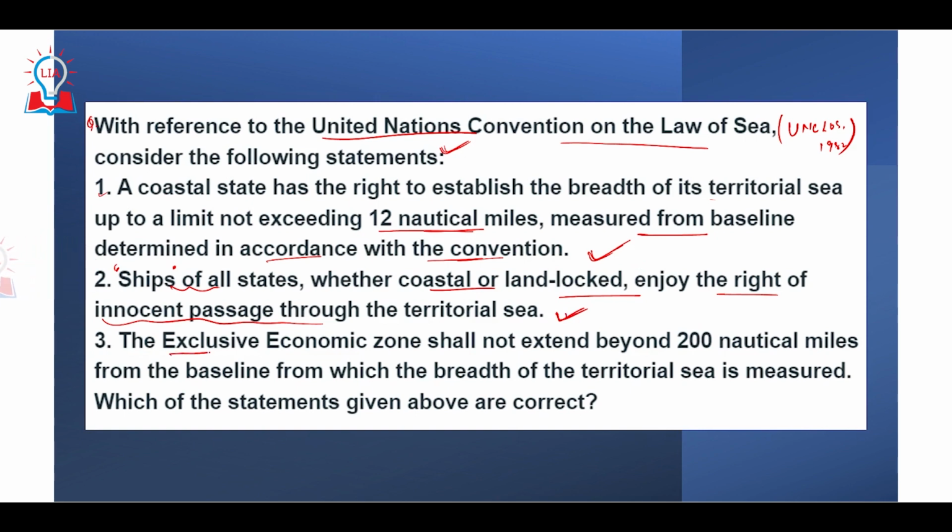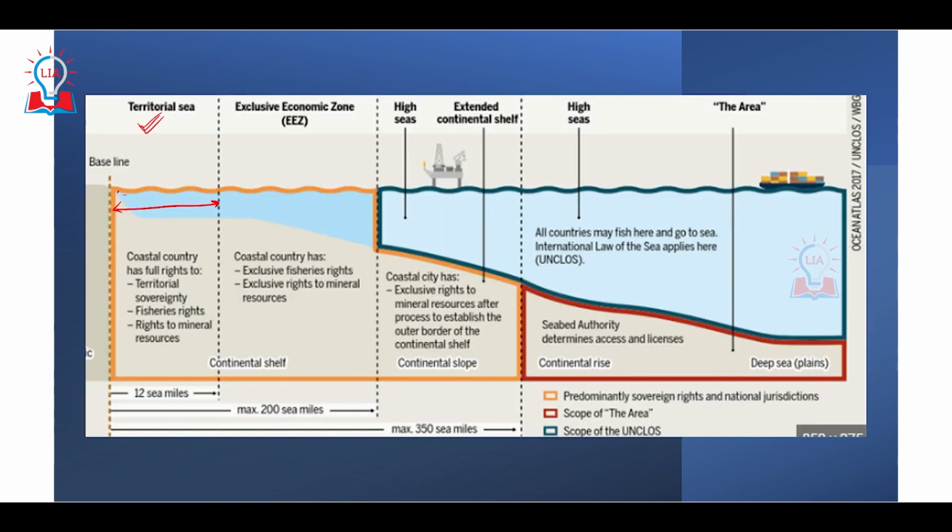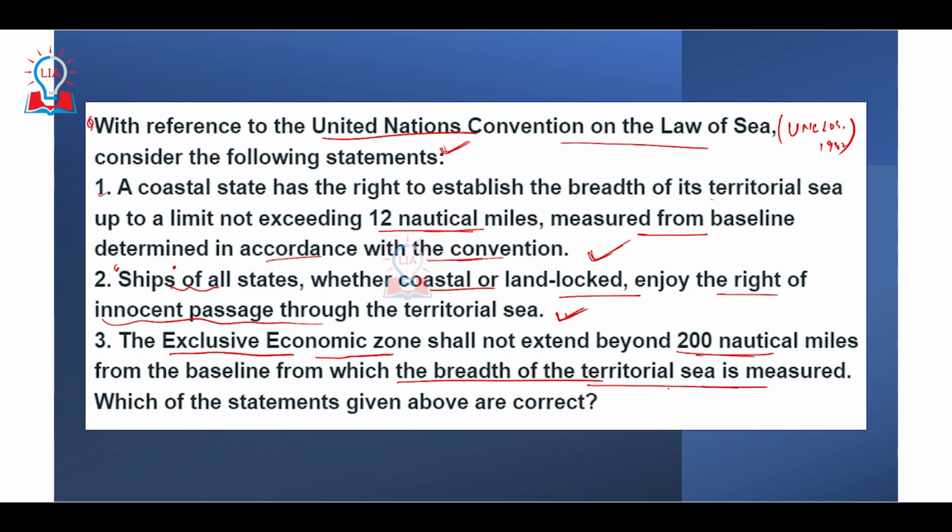Third is that EEZ, or exclusive economic zone, shall not extend beyond 200 nautical miles from the baseline from which the breadth of the territorial sea is measured. This is again a correct statement, because up to 200 nautical miles from the baseline, this region is the EEZ, and the coastal country has exclusive fisheries right over the EEZ, and also exclusive right to all mineral resources situated up to the EEZ region of the coastal belt. So the third statement is also correct.